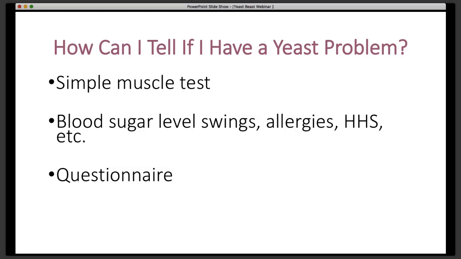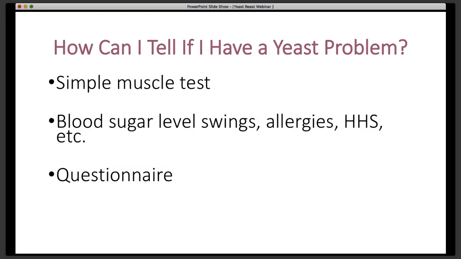So how can you tell if you have a yeast problem? Well, in our clinic, we do a simple muscle test to determine if you do have a problem with yeast, candida, or mold. We mentioned before, it can cause blood sugar level swings. It can contribute to allergies. It can contribute to Hashimoto's syndrome and other things. So often your symptoms can tell you.